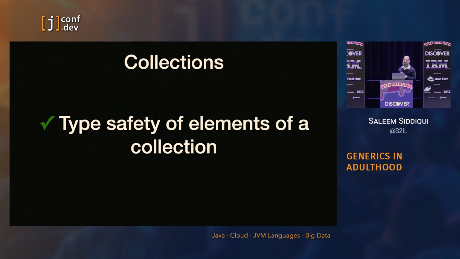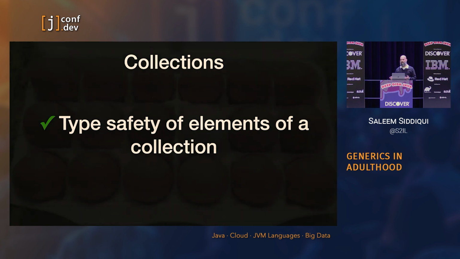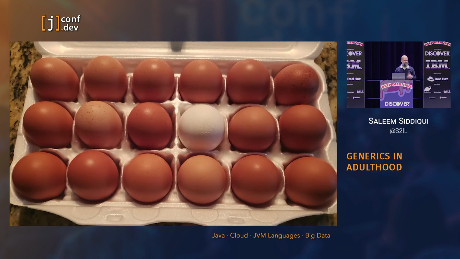We haven't looked at collections yet, but probably the biggest use case for generics in Java is obviously the collections classes. So we want type safety in elements of a collection, and that's what generics give us. Now, why do we want type safety in collections? Because we want to avoid this. Just because something fits doesn't mean it actually belongs in that collection.